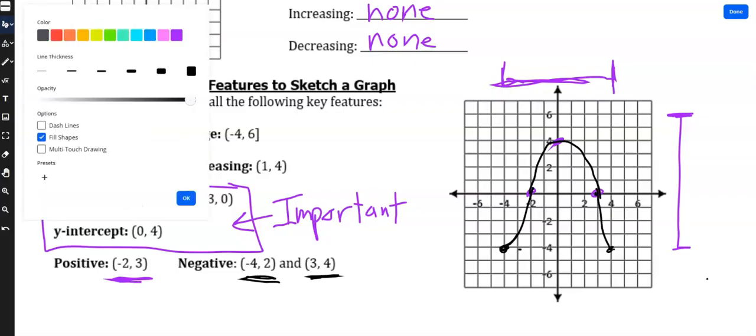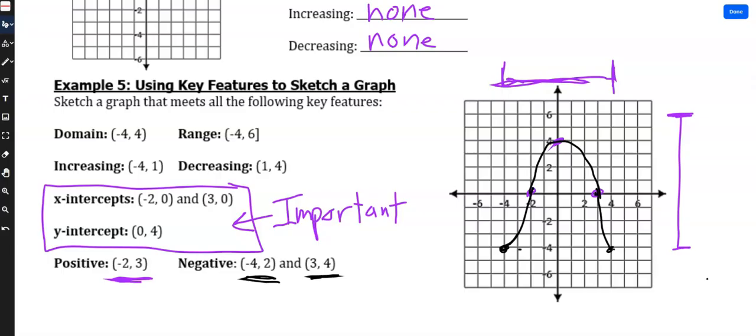Okay, now let's check these other things to see if they agree. Increasing. Is it increasing from -4 all the way to 1? Is that increasing? Well, my picture is not quite right, because that means it would have a little tiny point right there. So I'm going to have to erase a little bit of my graph. Oh, plus it goes up to a high value of 6.